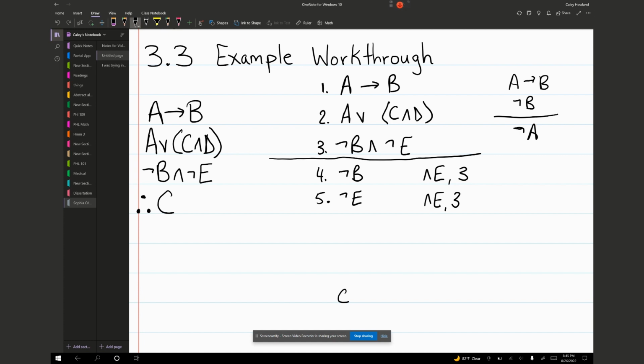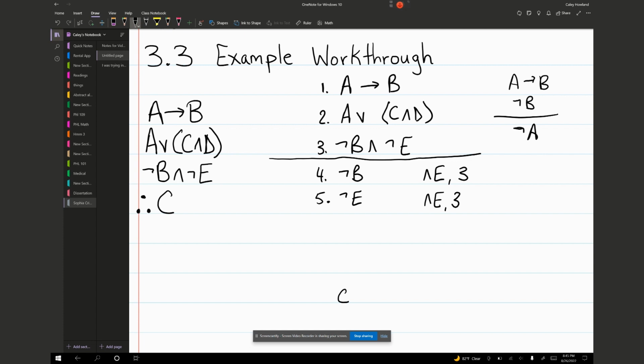is false. So remember, if we put this back in English, if we say something like, if it's raining, then the ground is wet. If we know the ground isn't wet, then we definitely know it hasn't rained, right? Because if it had rained, the ground necessarily would have been wet. So if the ground's not wet, it couldn't have rained.